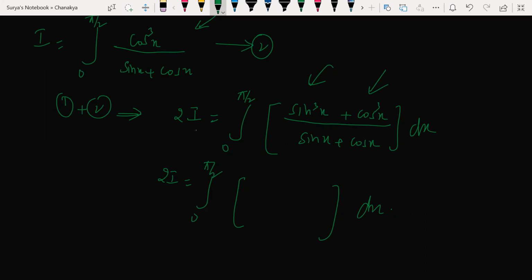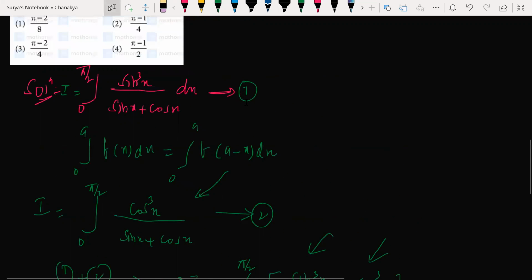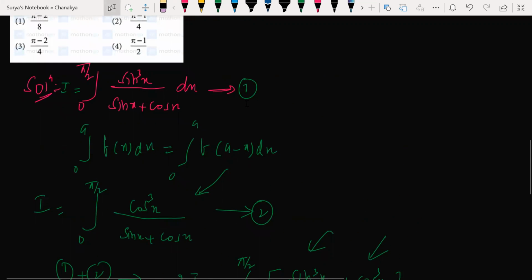Sir, I do not want to use the property here. I just want to use some other technique, and you can use that as well. In the numerator, you can add and subtract sin x beta, applying the property one method. And another method is what? Another method is you can add and subtract sin x in the numerator.